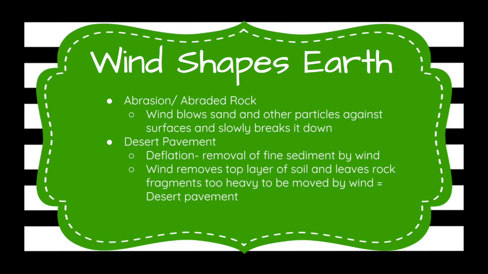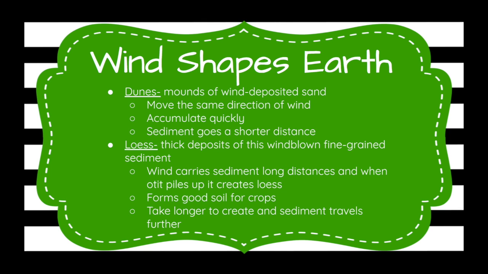It dropping it to someplace new is called deposition. It's going to leave the rock fragments that are too heavy to be moved by the wind. Those rock fragments will stay there because they can't be picked up by the wind, and that's known as desert pavement. So wind can shape Earth by abrading rock and breaking it down, and by creating desert pavement, scooping up all those fine sediment particles in the soil and leaving just the large particles that cannot be picked up by the wind. Dunes can also form.